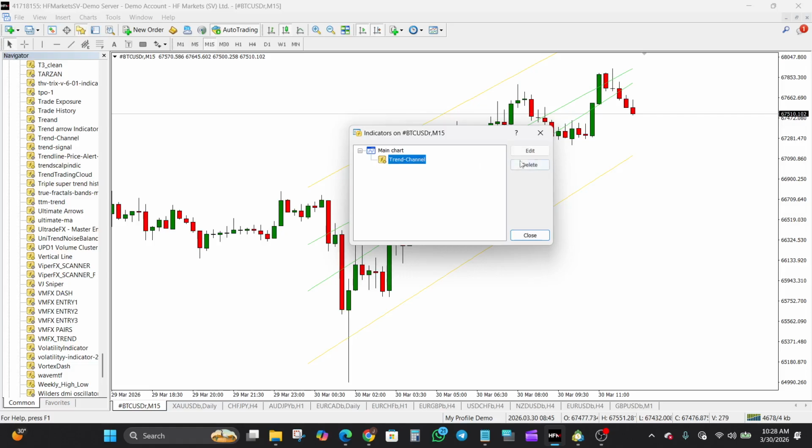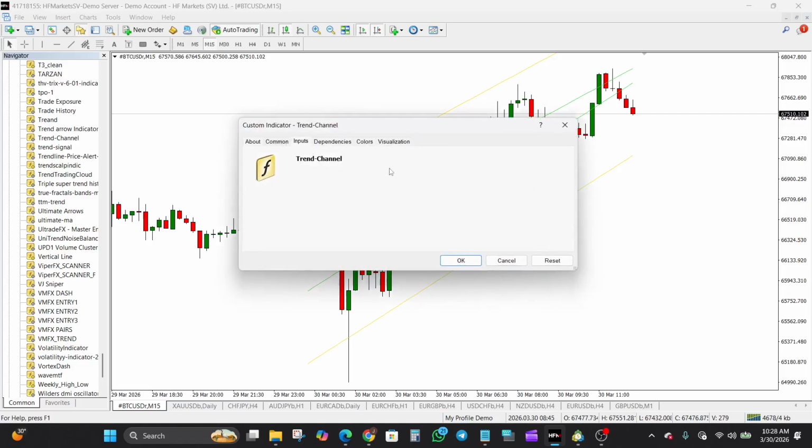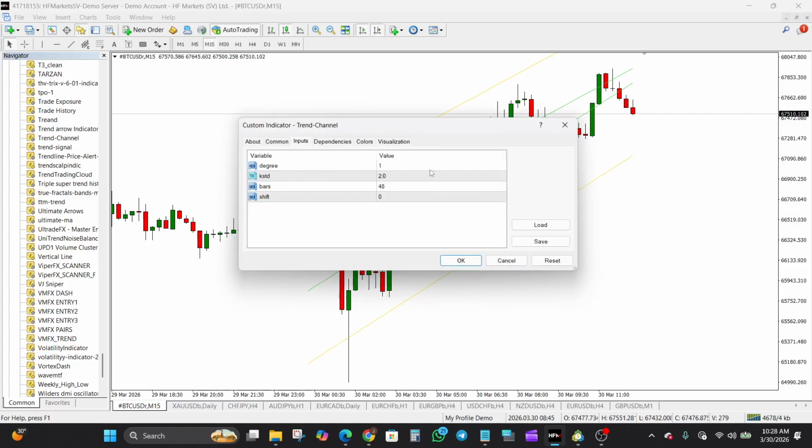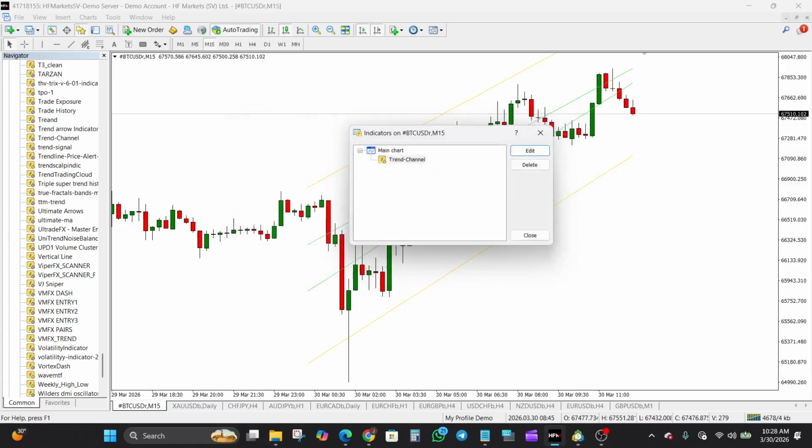All right, so without wasting much time, let us quickly go to the indicator settings and see what we can modify over there. We can see that you can change the degree of the indicator, the KSTD, the bars, the shift. You can change these values, of course, depending on how sensitive you want the indicator to be.